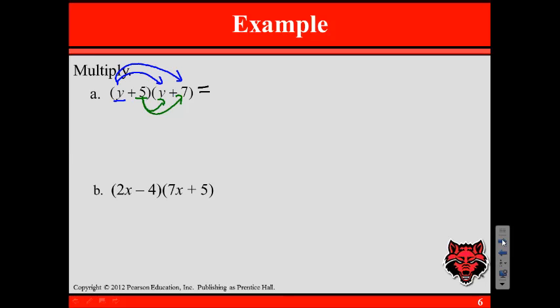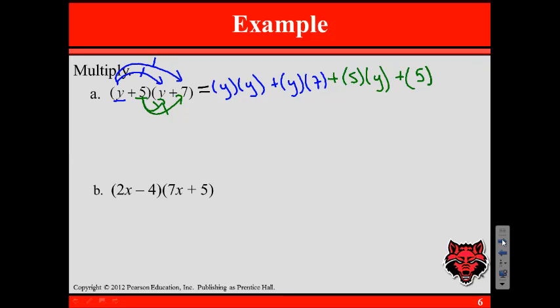So let's write down our products and then combine like terms. We start with the first product, the first arrow, y times y plus, and then go to our second arrow, y times 7. We then move to our third arrow, plus 5 times y, plus, we move to our last arrow, 5 times 7.